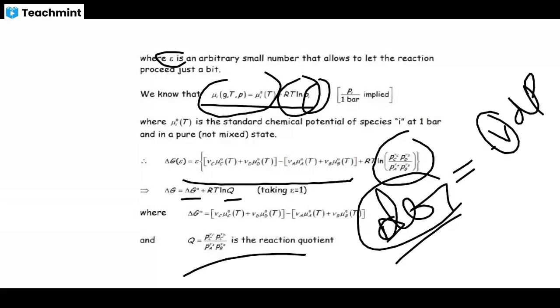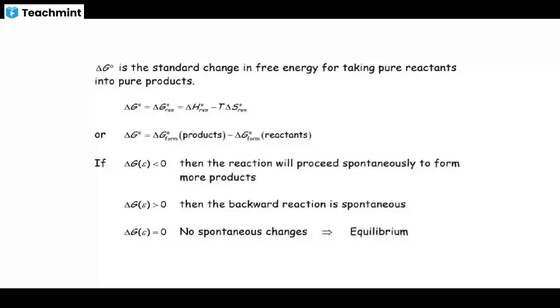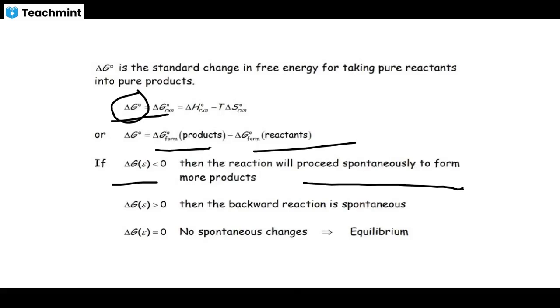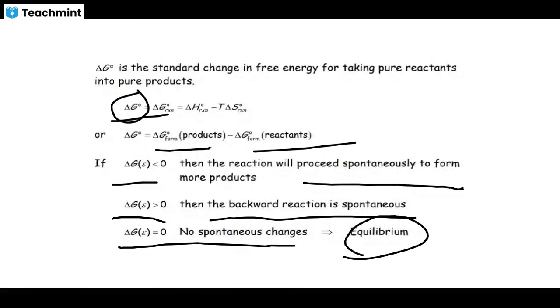Delta G naught is the standard change in free energy for taking pure reactants into pure products. The zero means standard. When delta G is less than 0, the reaction proceeds to more product. Delta G greater than 0 means the backward reaction is spontaneous. Equal to 0 means no spontaneous change, that is, equilibrium.